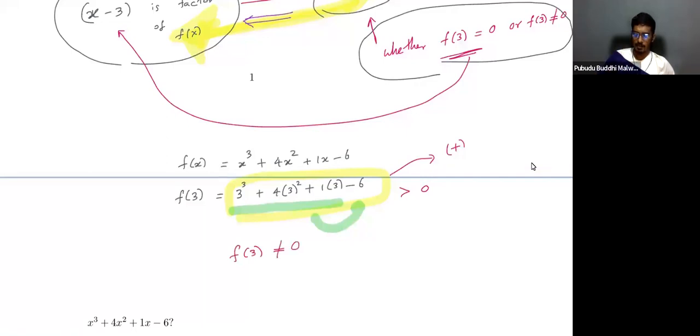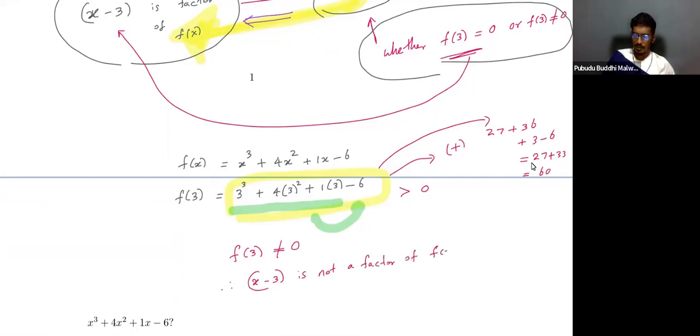If you want to, you can simplify, that's not a problem. But that's not necessary. 27 plus 4 times 9, 36 plus 3 minus 6, that's here minus 3, 36 minus 3, 33. So 27 plus 33, that is I think 60, does not equal 0. Therefore, x minus 3 is not a factor of f of x.